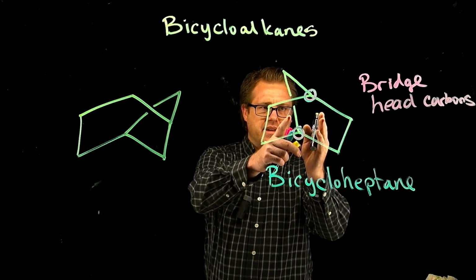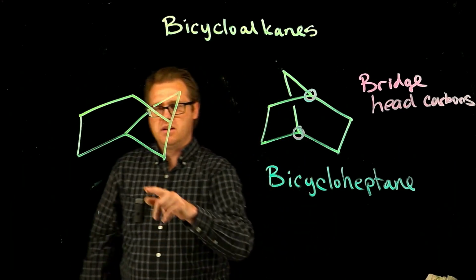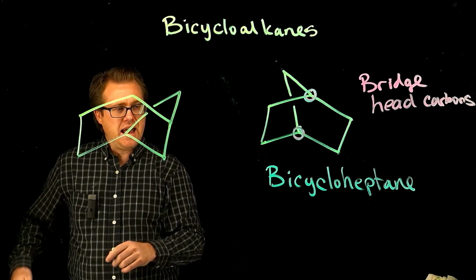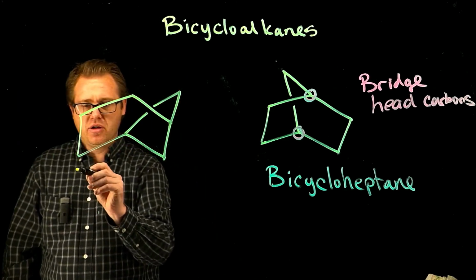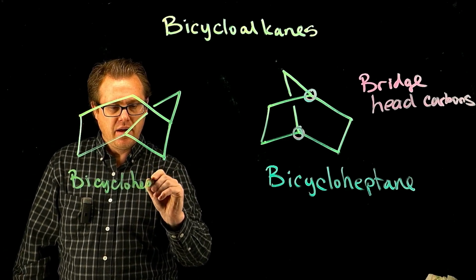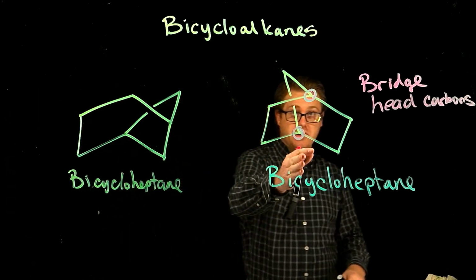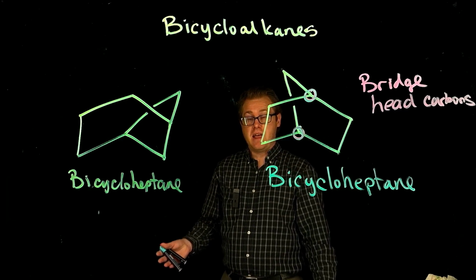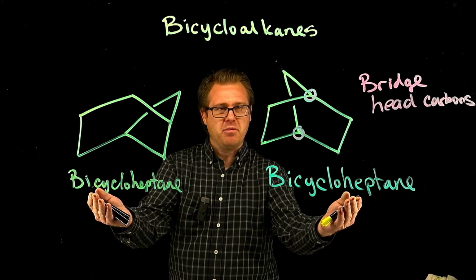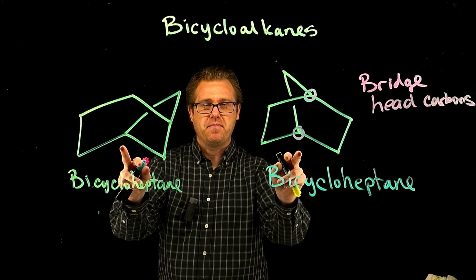What's the difference between this guy and this guy? Well, when I look at it, this is a bicycloalkane, and it has 7 carbons. So I could call it bicycloheptane. But when you look at the 2 structures, you can clearly see that they look different. But how can I name them the same thing? If I did, which one would you know I'm talking about?